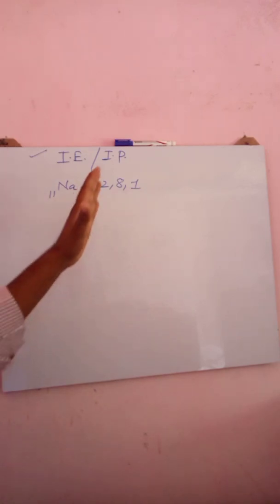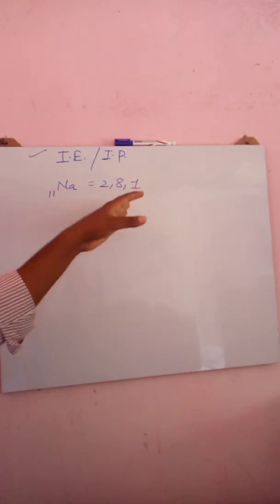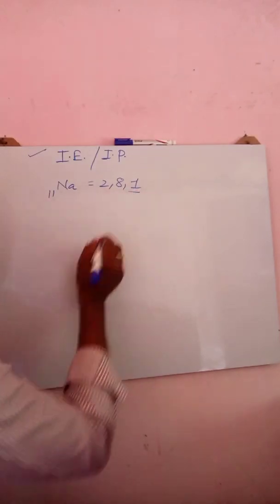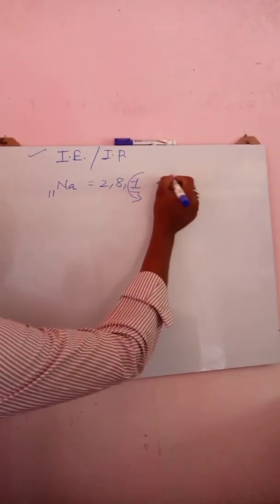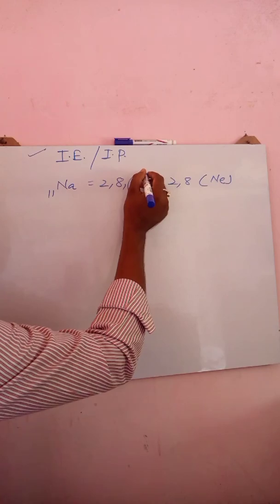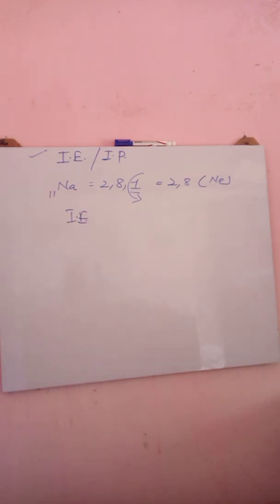So this process of removing an electron is required so that the atom can achieve the stable electronic configuration of the nearest noble gas. One electron is present in the outermost shell of sodium. If you remove this one electron, it will become stable by achieving the electronic configuration of the nearest noble gas. Whatever energy is required to remove the electron from the outermost shell of sodium is known as ionization enthalpy.